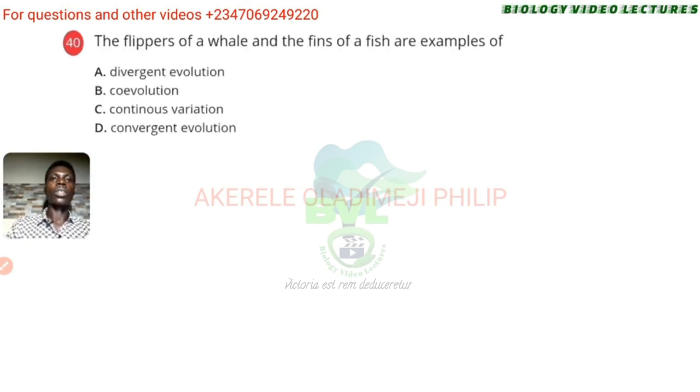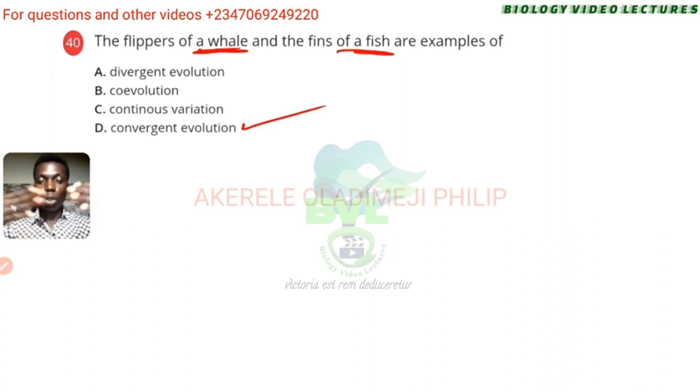All right. Now, the flipper of a whale and the fins of a fish are examples of what? Of convergent evolution. Convergent evolution is when two different organisms that have different ancestors now have the same structure that works similarly because of the same environment they live in. The whale, for example, and fish both have something they can use to swim that looks alike because they both live in water. The whale is a mammal, fishes are Pisces. They came from different ancestors, but because they both live in water, they developed structures that have similar functions. That's convergent evolution, as it were.